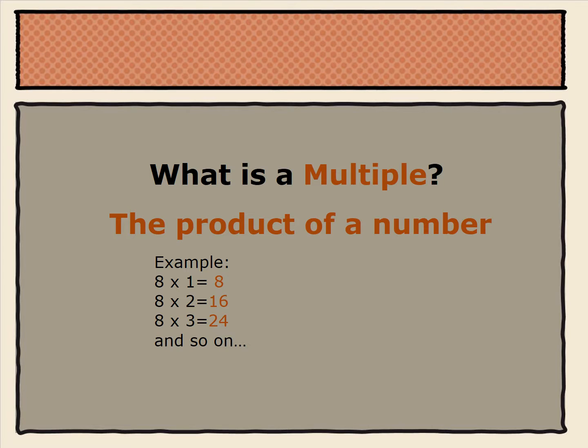For example, if we take 8 and multiply by 1, we get a product of 8. If we multiply 8 times 2, we get a product of 16. If we multiply 8 times 3, we get a product of 24. We can continue the process forever. Every product that we get is a multiple of 8. You can do this with any other number times a given number, and the products would be your multiples of that number.